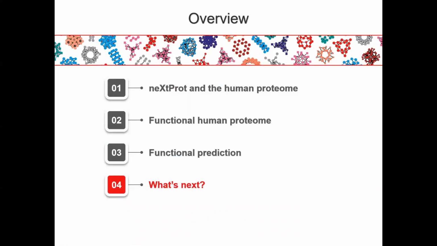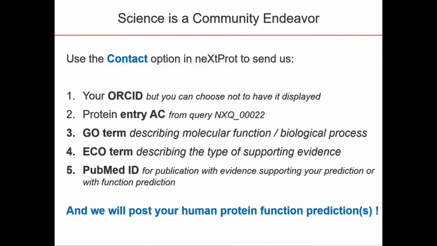So what's next? Well, I started off saying I would try and convince you to join us in this endeavor to find the function for the remaining human proteins. So if you wish to do so, please use the contact option in nextProt. Send us your ORCID. Tell us which entry you've selected from the query. Tell us what you think the protein does and why. If you can't express this as terms, we'll be happy to do so. And if the data comes from a publication, please provide the PubMed ID. And we will post your function prediction.